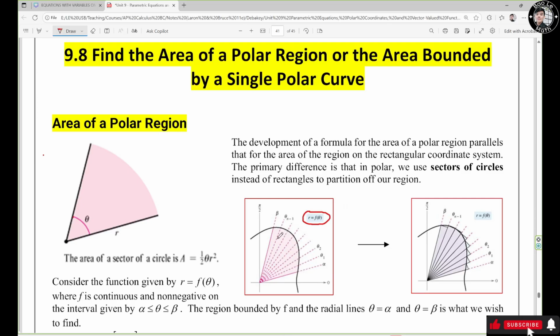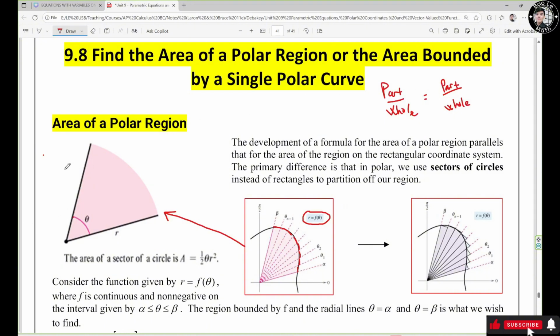Now I'm going to partition this region into n sectors. Each sector is represented by this picture right here. We have the formula part over whole equals part over whole, so we're going to set up a proportion using this formula.